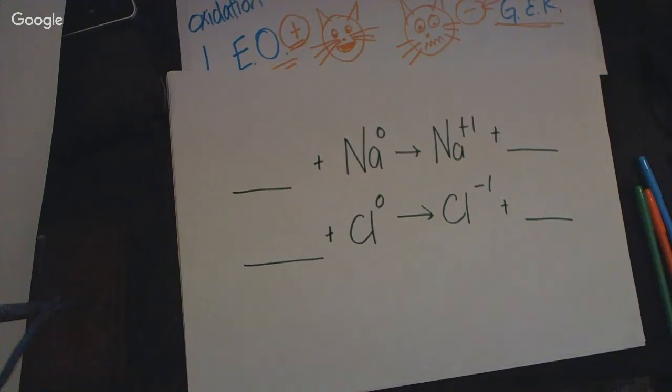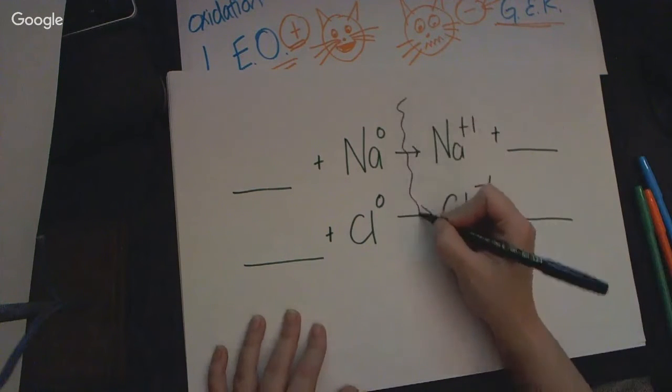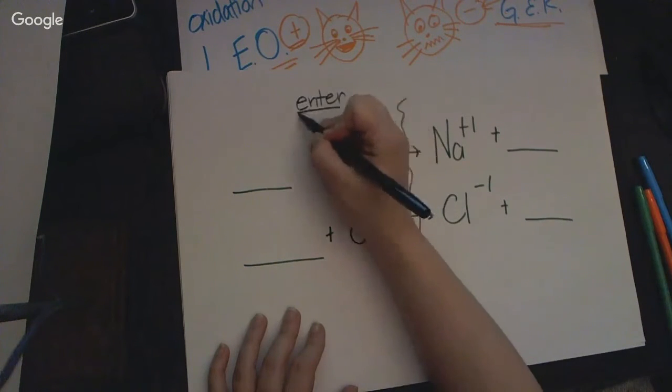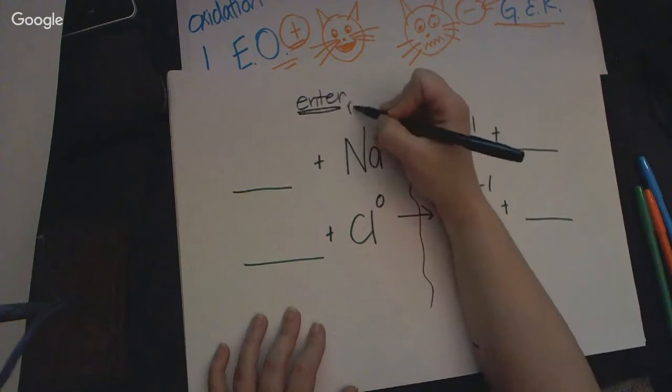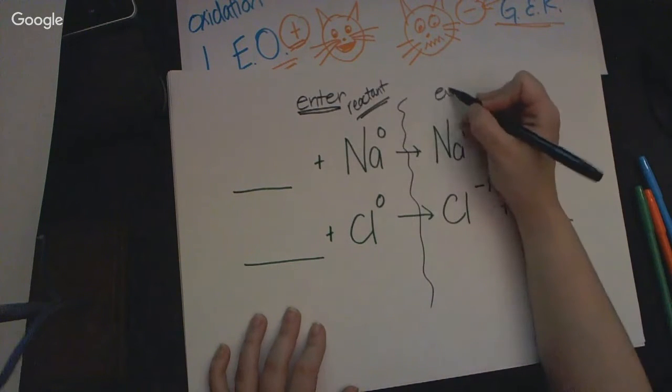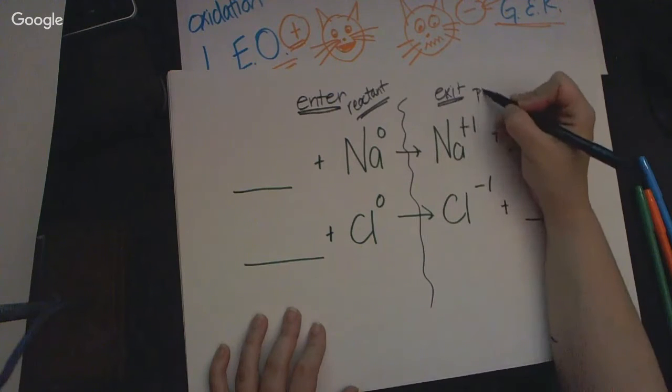Now what happens here is that I like to cut the reaction in half, and I like to call this side the enter side, which means the reactants. Things that enter are called reactants, whereas things that exit are called products.